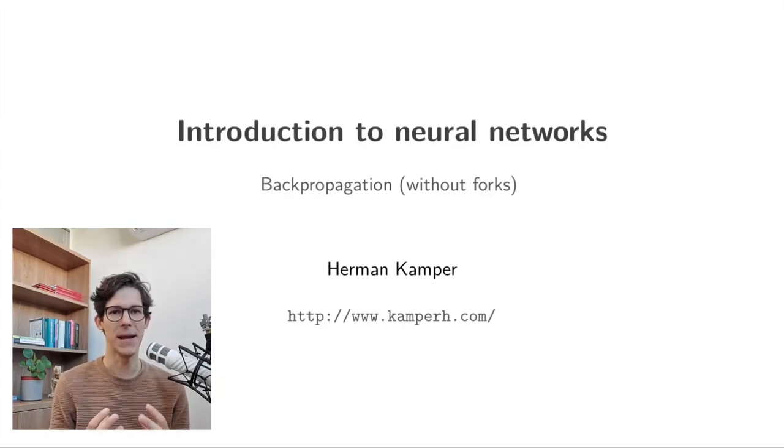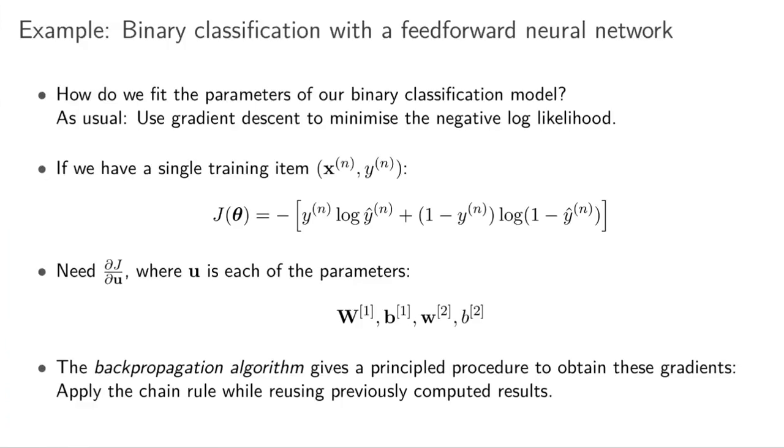This is really the fundamental building block of neural networks, and we're specifically going to apply it to our little binary classification feed-forward neural network. I'll start by doing that, and then I will show you in general what the backpropagation algorithm looks like. So we're going to do binary classification with a feed-forward neural network, and the question is, how do we fit the parameters of our binary classification model?